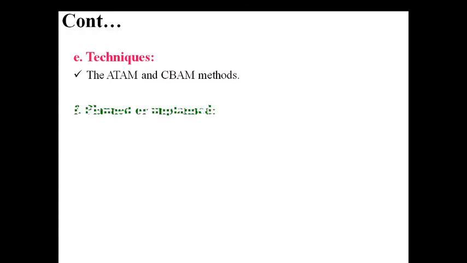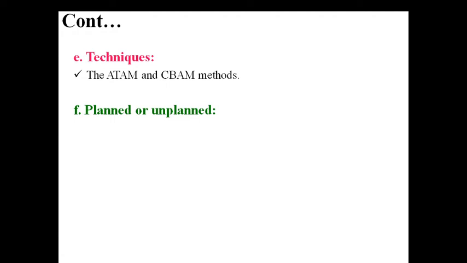Right? Next one is techniques. What are the techniques we have to follow? I repeat, these are the two techniques we have to follow, ATAM and CBAM. Right? Architecture Trade-off Analysis Method and Cost Benefit Analysis Method.